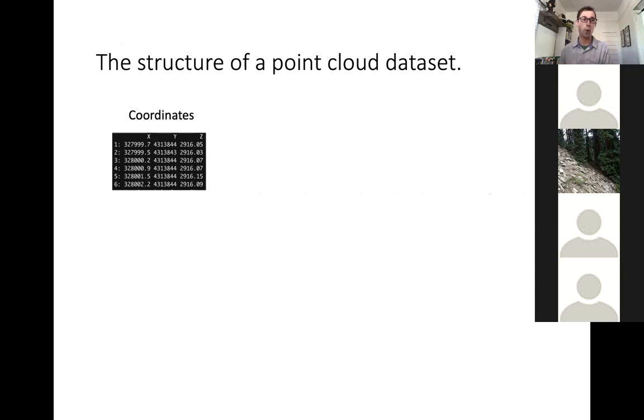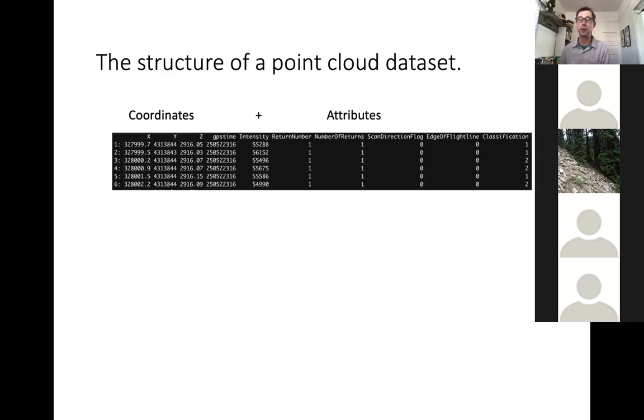And it's just X, Y, and Z. These are projected coordinates, so we have to know what coordinate system we're working in. They're not latitude and longitude, but they're just X, Y, and Z, and they're all measured in meters, so that's convenient. Most point cloud datasets also have other attributes that are associated with them, but exactly what those attributes are depends on the method that the data was derived from.